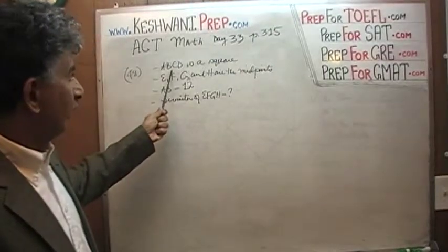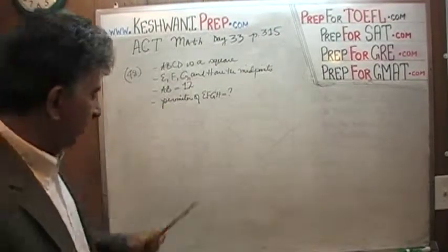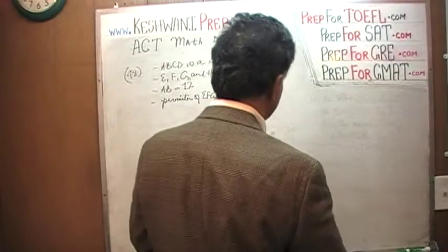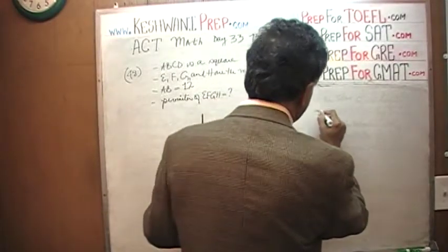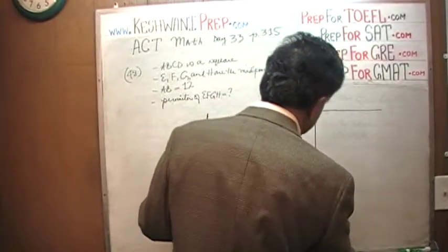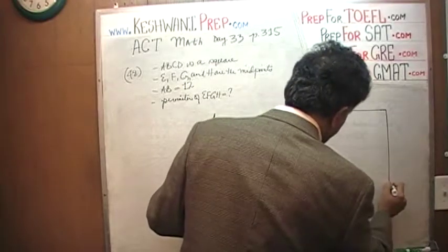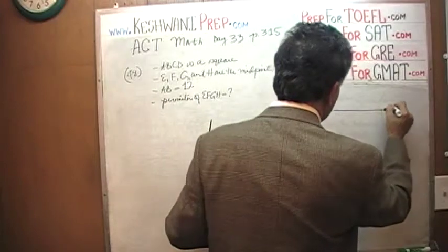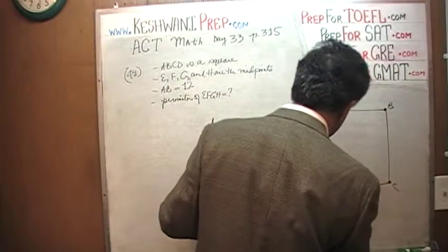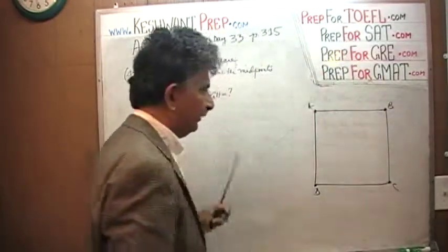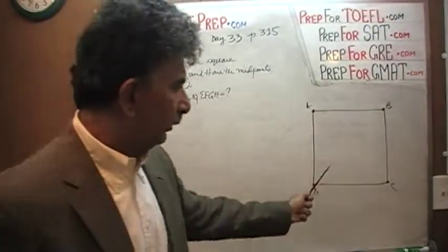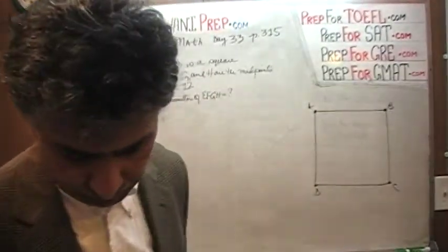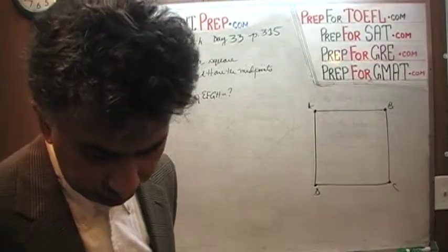It says that ABCD is a square. Let's draw a square then, ABCD. So here is our square, A, B, C, and D. We are told that ABCD is a square, which means there's a 90-degree angle at every corner and all sides are equal. I'm pointing out the obvious, I know that.